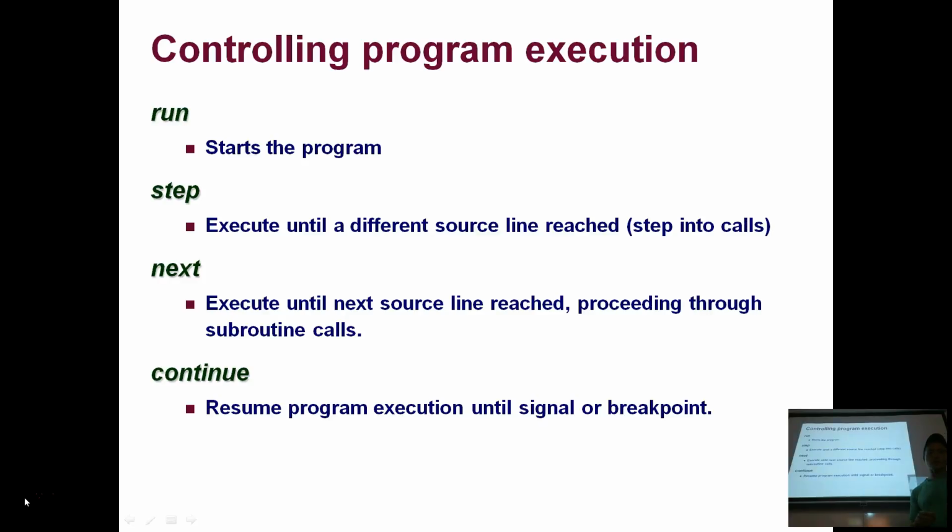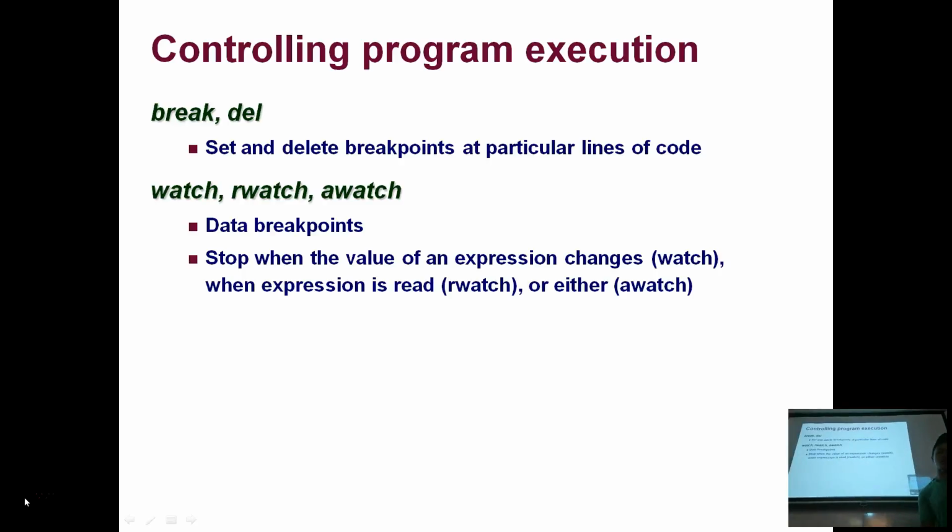There's continue, which resumes the program execution until either it finishes, or you hit a breakpoint, or a signal is received. Break sets a breakpoint at a specific line of your code. If you know something is hairy at a particular spot in your code, you can set a breakpoint there, and then print out the different variables around that line of code to sanity check them at that point. Similarly, you can use delete to delete specific breakpoints that you've set previously.